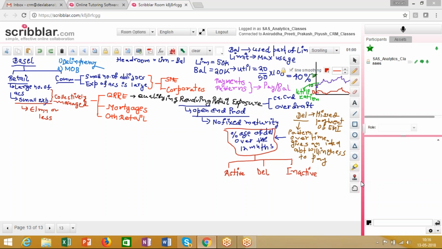So the two basic segments on which PD models are generally developed are the active segment, which is your non-delinquent segment, and the delinquent segment. And it is generally seen that a delinquent segment in a credit card for a QRRE is relatively more risky than a non-delinquent segment.